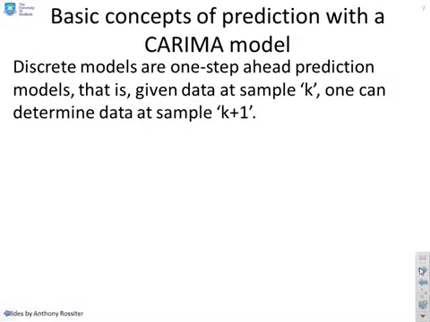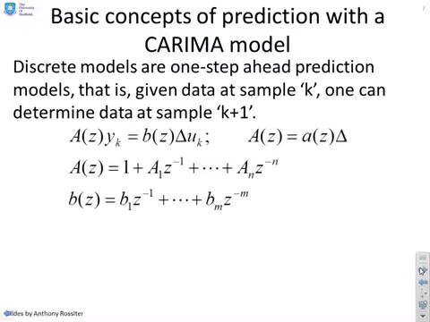Let's get on with prediction then. So discrete models are one step ahead prediction models. That is, given data at sample k, we can determine data at sample k plus 1. Here's the model that we're trying to use. Capital A y equals b delta u, where capital A is defined as little a times delta, so we combine the delta with the a. The b is unchanged because we've got delta u.